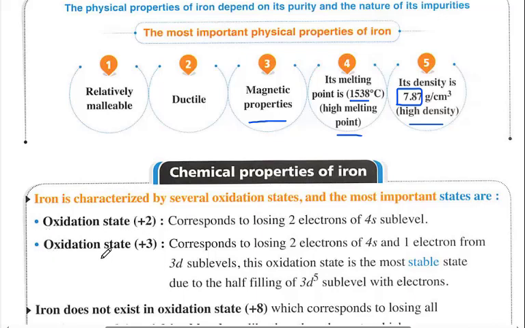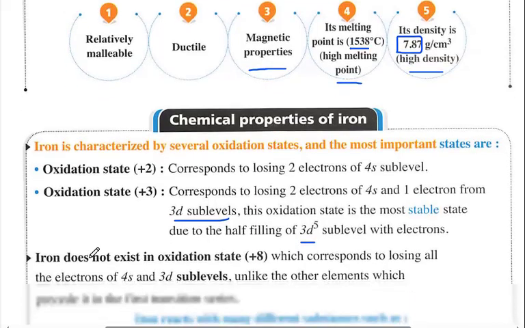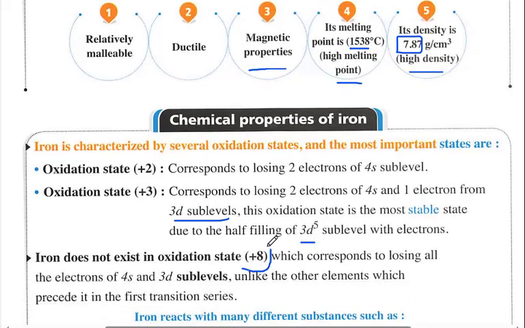The more stable oxidation state is positive 3, where the 3d sublevel is half filled with electrons. So the iron can be oxidized easily from positive 2 to positive 3. As positive 3, the 3d sublevel in this case is half filled, meaning it has 5 electrons. Okay, iron does not exist in positive 8.